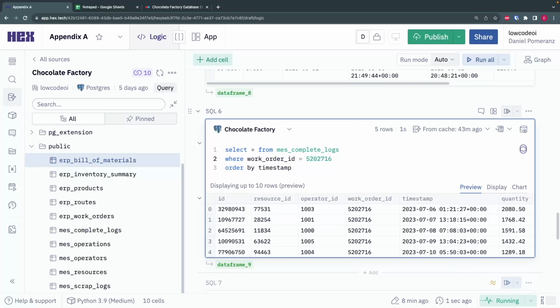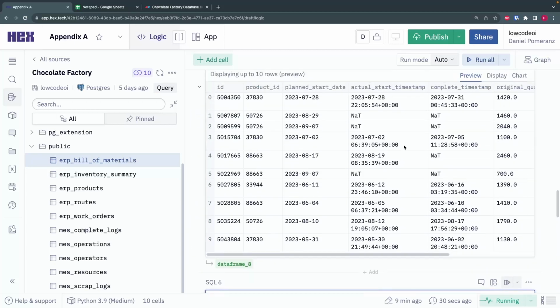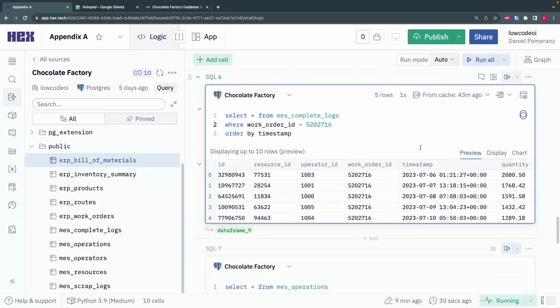We can see that 5 different operators worked on this work order, and that was across 5 different resources. We'll get into that in a second. And then we can see the quantity diminishing as it goes through. So here is a way that you can calculate much more granular yield metrics by going into the MES data rather than just looking at the ERP data.